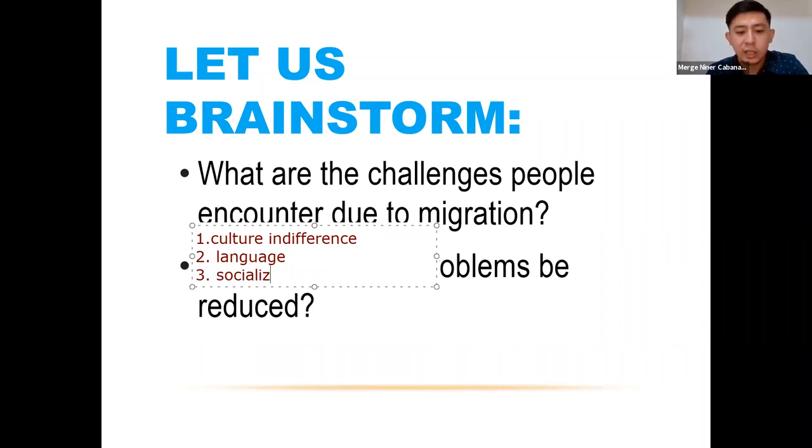So socialization. So basically, due to cultural indifference, which is under language, it's difficult for people to also socialize. So that is the challenge, the main bracket and the subtypes of different challenges people encounter because they migrate. All right, this is your body one.